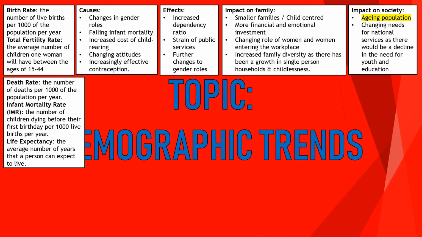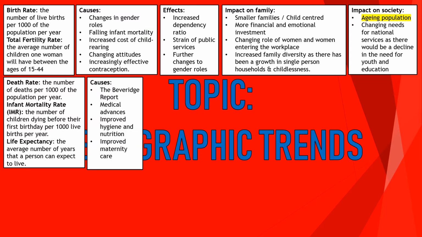Now, when it comes to death rate, it's fairly similar to birth rate, and it's the measurement of the number of deaths per thousand of the population per year. Infant mortality rate, on the other hand, is the number of babies dying before their first birthday per thousand live births per year, and life expectancy is how long we can live. Now, death rate and infant mortality rate have dropped. Life expectancy has improved. Life expectancy and death rate are measuring sort of the same effects, causes and consequences, but it's how many people die versus how long we live. But it's a very similar cause and effect system.